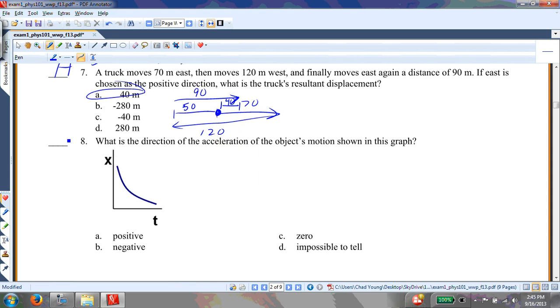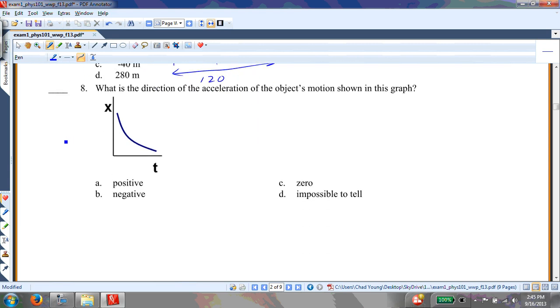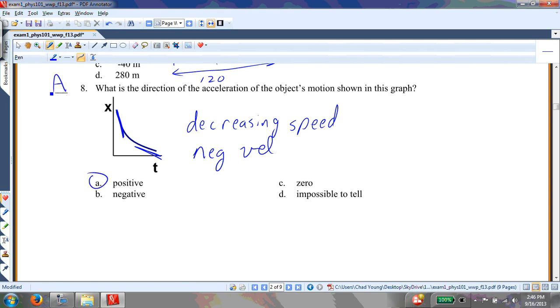What is the acceleration of this object? Is it positive, negative, or 0? Or impossible to tell. Well, notice that the slope of this is decreasing. So I have a decreasing speed, slowing down. It's also a negative velocity. Because it's decreasing, that means that the acceleration is opposite the direction of the velocity. That means that it is A, positive.